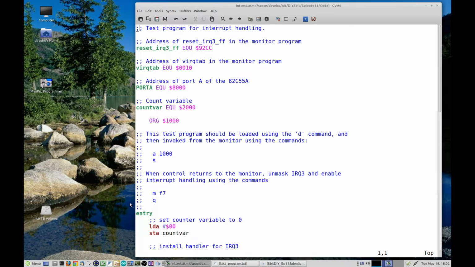Now that we've made the required changes to the monitor program, we can develop a test program to see if the interrupt hardware and software works correctly. This program is inttest.asm and is designed to be compiled into an Intel hex file and loaded into RAM by the monitor program. The test program will store an integer count value in a variable in RAM. It will be loaded into RAM at address hex 1000, which is its entry point.